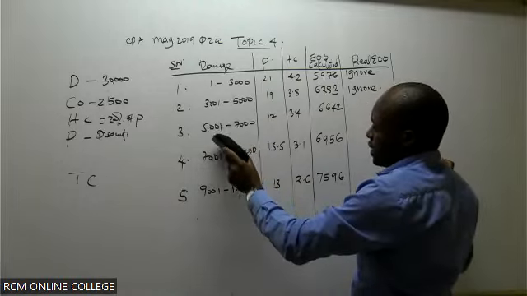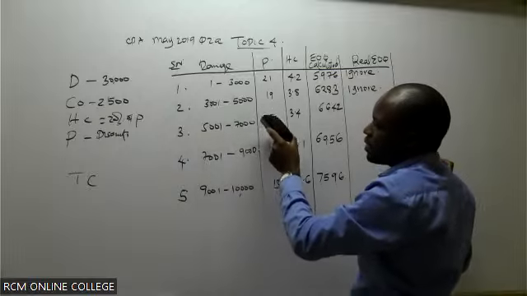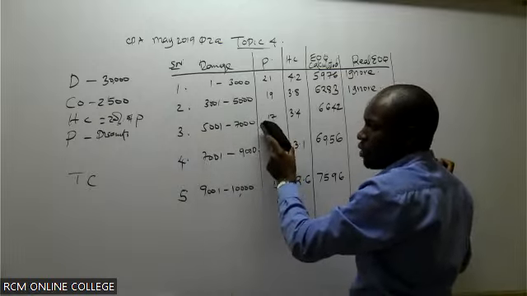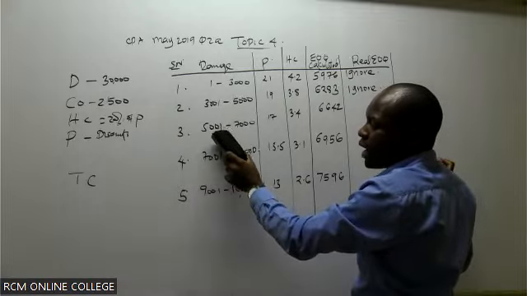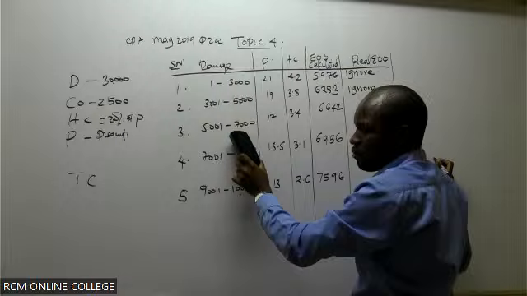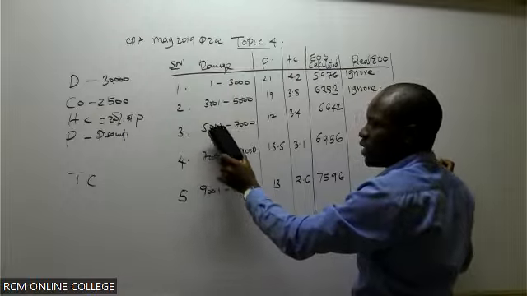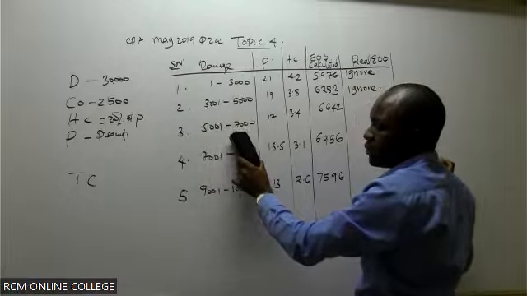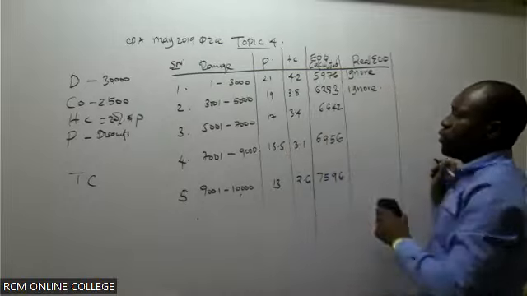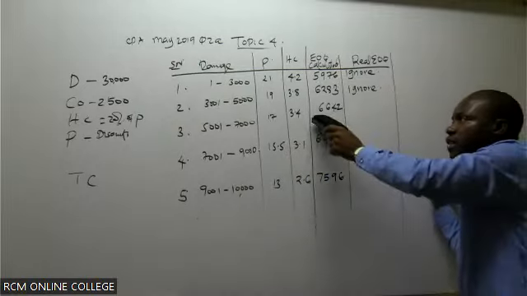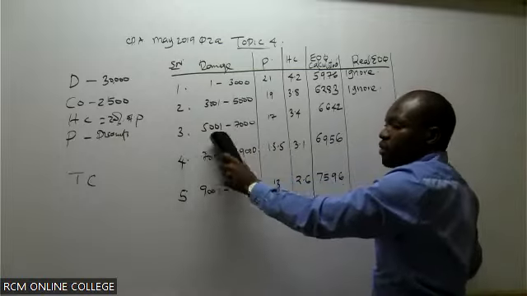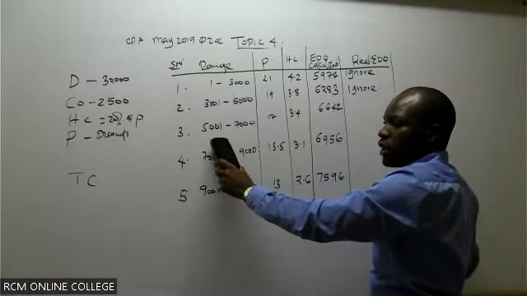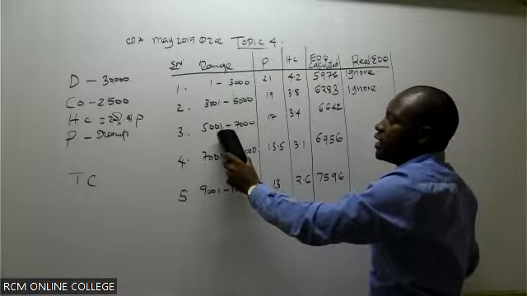Good. Let's get to number 3. For you to get a purchase price of 17 shillings per unit, you must order goods that are within 5,001 to 7,000. Come to economic order quantity, 6,642. Is it falling within this range here? Is it falling within the range? It is within the range, is it?